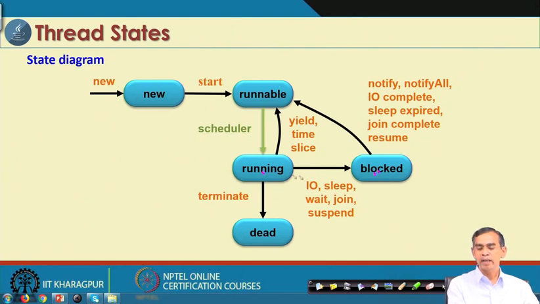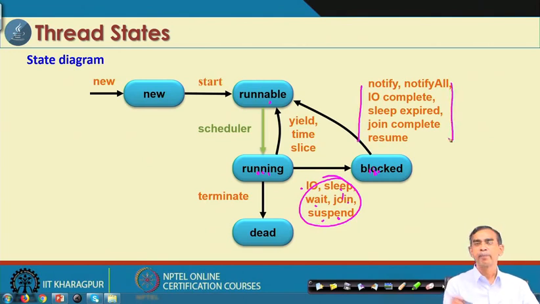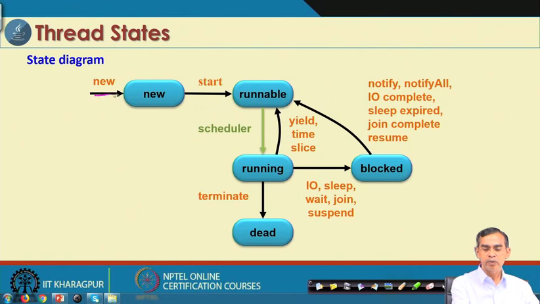So, that is blocked. Now, from running to the waiting state, the different methods are IO request, sleep, wait, join, and suspend. These are the methods which can change the state from running to blocked. From the blocked state, it can become runnable again, and there are different methods responsible for moving from the blocked state to the runnable state. So, these are the ways a thread can change from new to dead state, and these are the different processes.